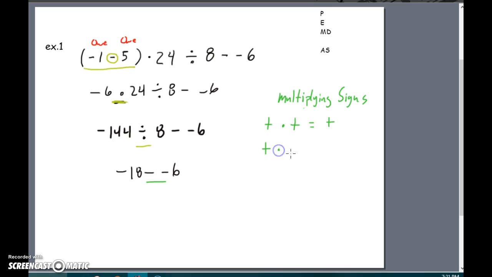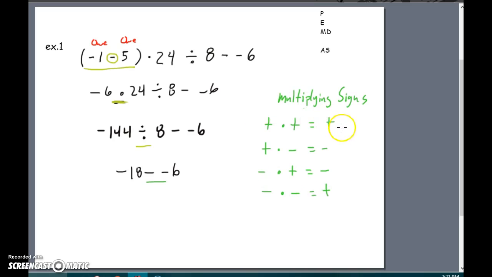The second combination is when you multiply a positive number by a negative number, you get a negative number. What happens when you multiply a negative number by a positive number? You get a negative number. And then the last combination is when you multiply a negative number by a negative number, you get a positive number.